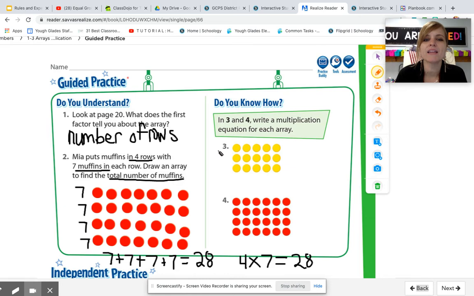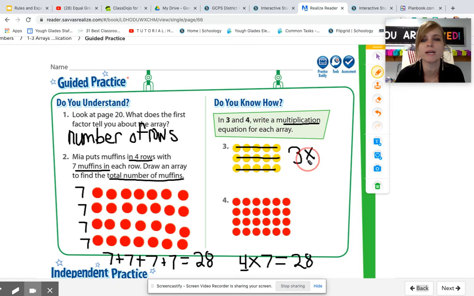So in number 3 and 4, it says write a multiplication equation for each array. All you have to do is find that first factor. Finding that first factor is easy. You have to think, how many rows do I have? Let's count our rows. 1, 2, 3 rows. I know that's my first factor. I'm going to go ahead and put that down. Then I know I'm making a multiplication equation, so I'm going to add that operation symbol right there. We say times. So 3 times what?